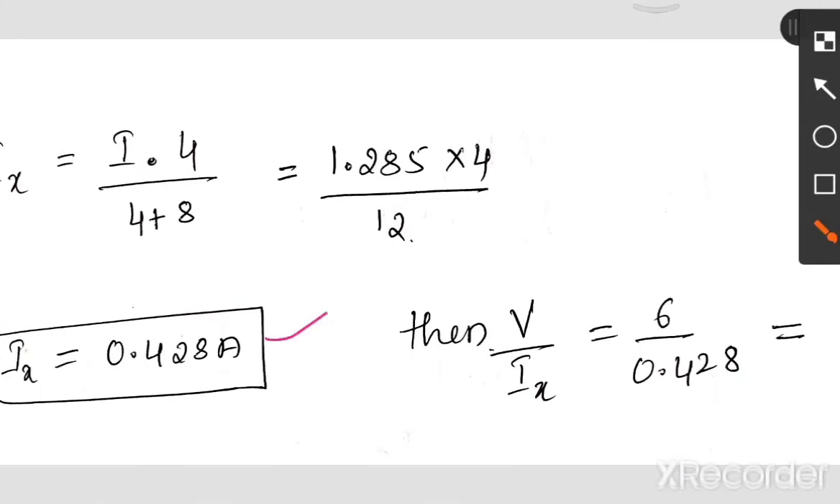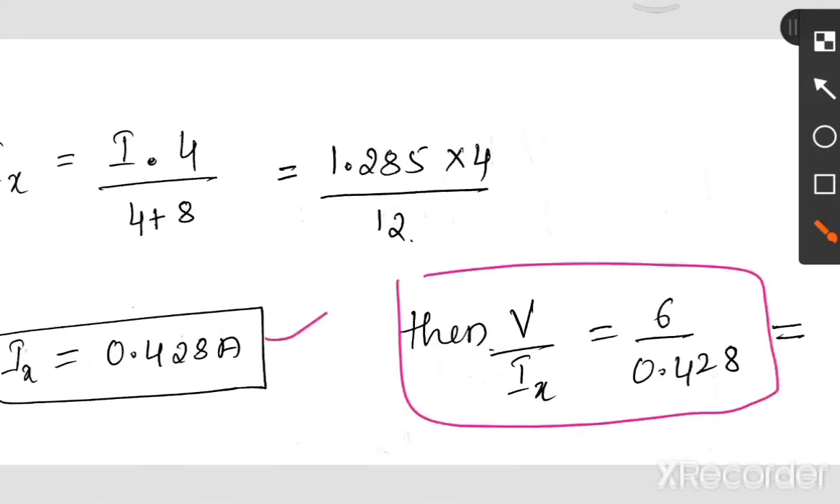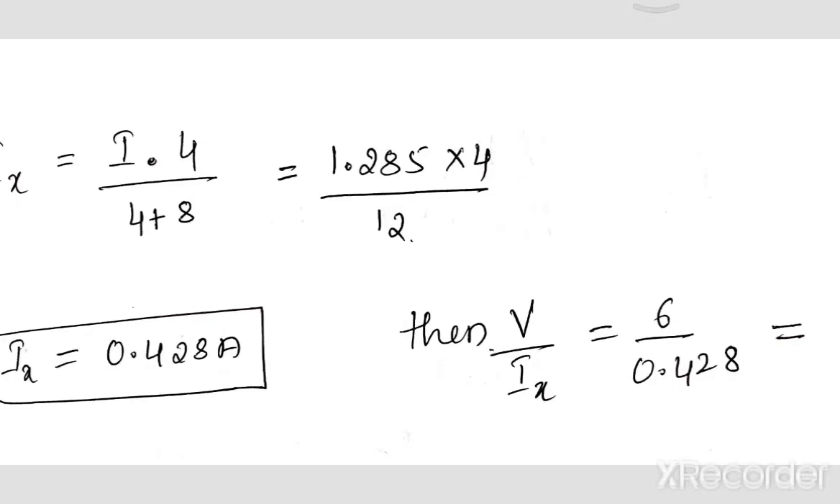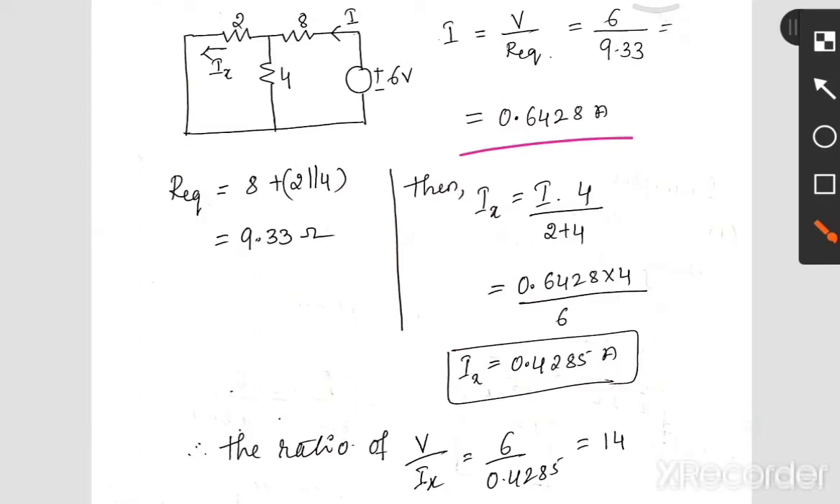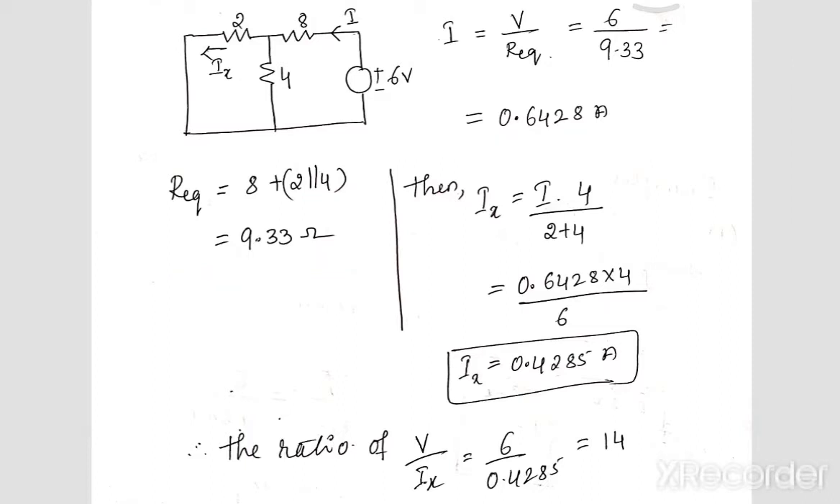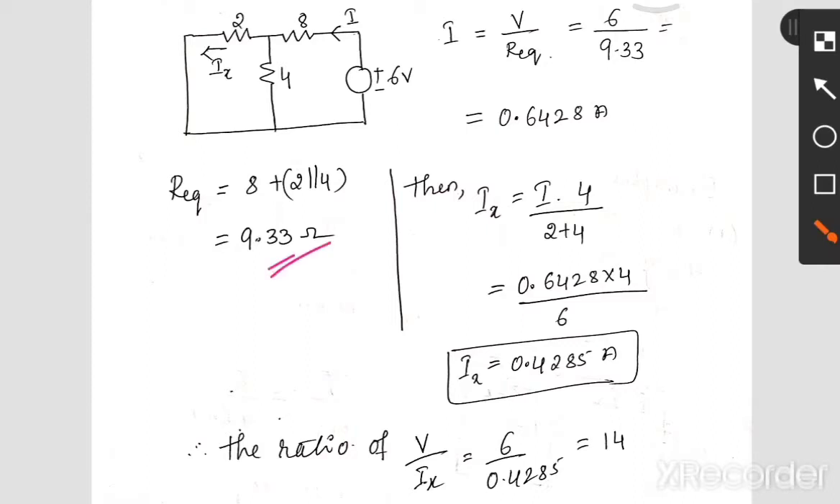Once we have calculated, let's take its ratio. It is 6 by 0.428. Once you have calculated R equivalent, that is 8 plus 2 and 4 in parallel, it comes to 9.33. I equal to V divided by R equivalent. V you know is 6 volts divided by 9.33 ohms. You get the current, that is 0.6428 ampere, which is the main current.